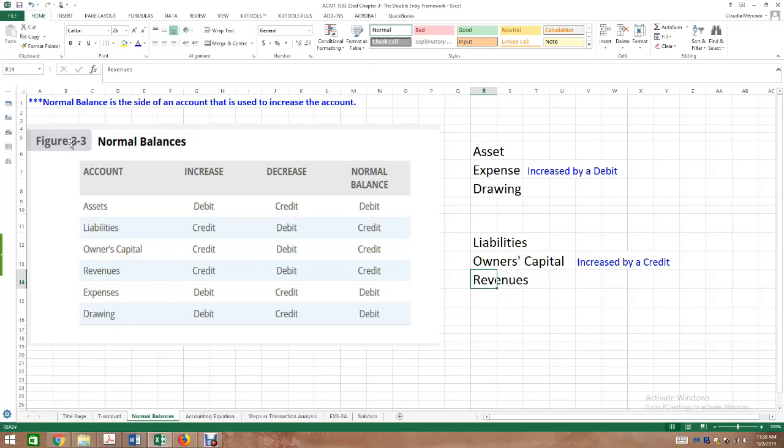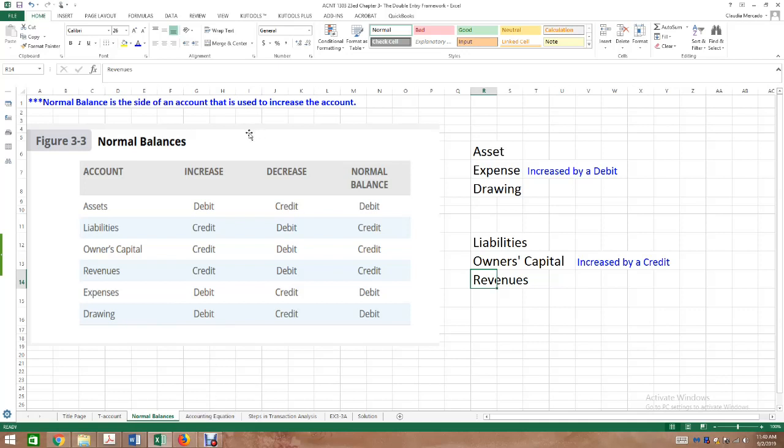That way, when you're analyzing transactions, you say, okay, my cash is decreasing. If cash is decreasing, then what do I need to do? Well, I need to credit my cash. My revenues are increasing. Then I need to credit my revenue. I withdrew money from the business. What do I need to do? I need to debit my account. So on and so forth. This diagram is very important. Always have it handy when we're analyzing transactions.